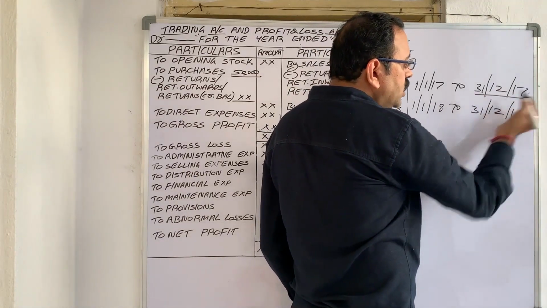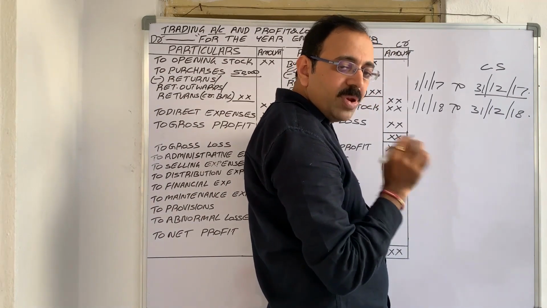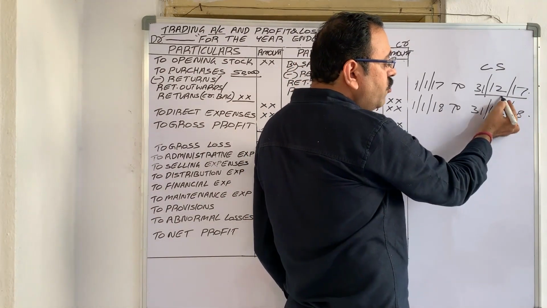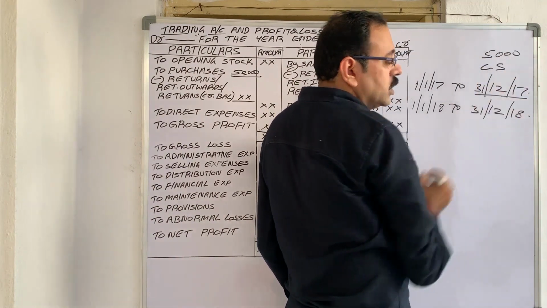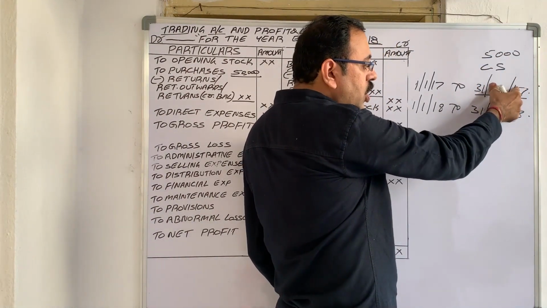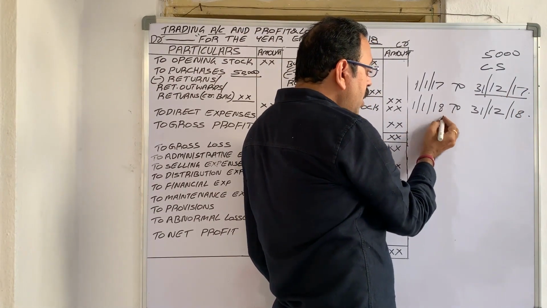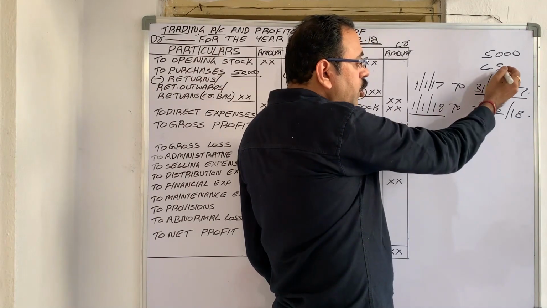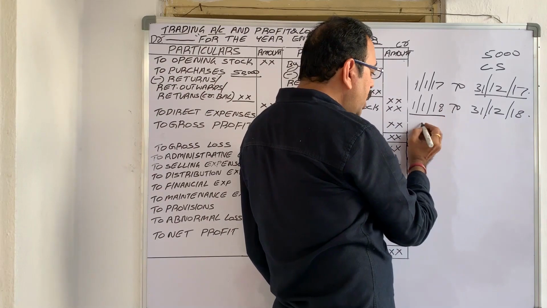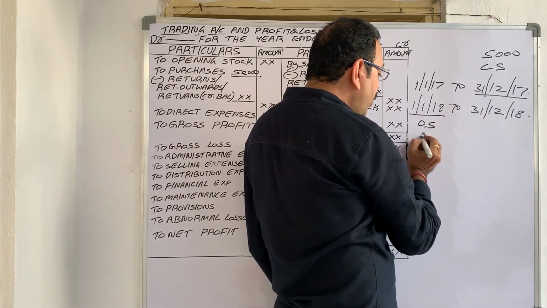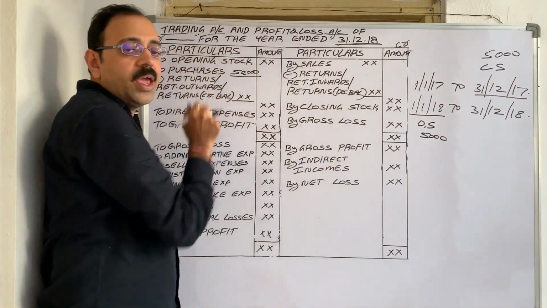Suppose on this date, closing stock, nothing but unsold stock of previous year at the end of the date is assume 5,000 rupees. This 5,000 stock we have to carry forward to current year, no? In current year, on opening date, we have to bring this closing stock. Now for current year, this stock becomes opening stock 5,000 rupees. So with that value, we have to start trading account.